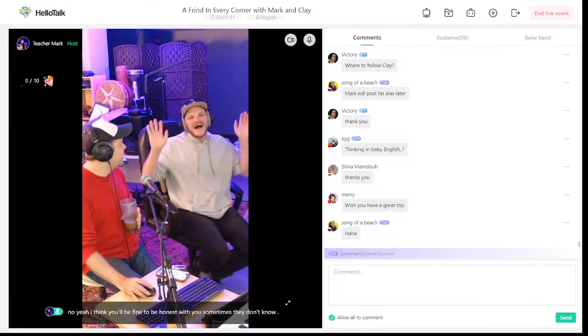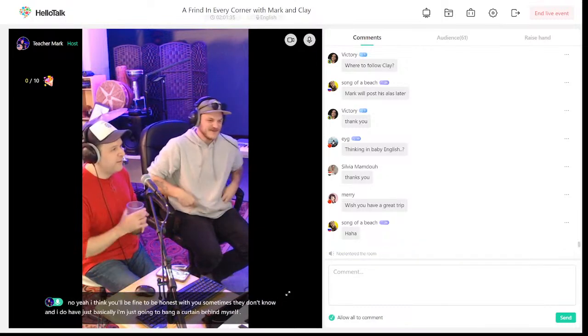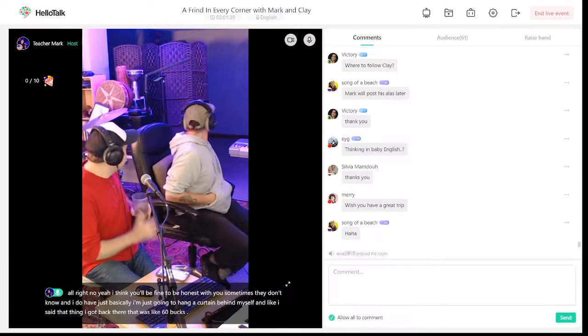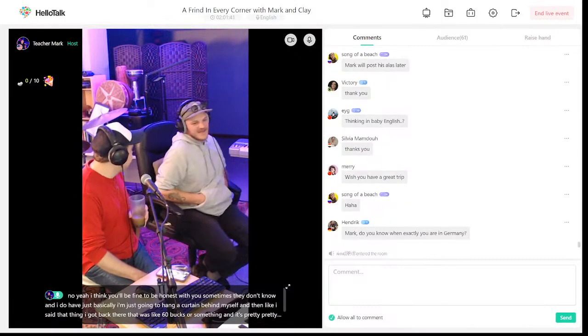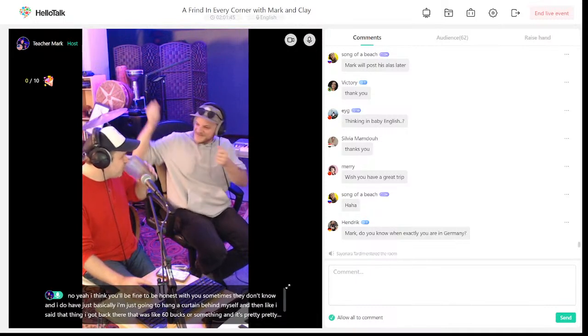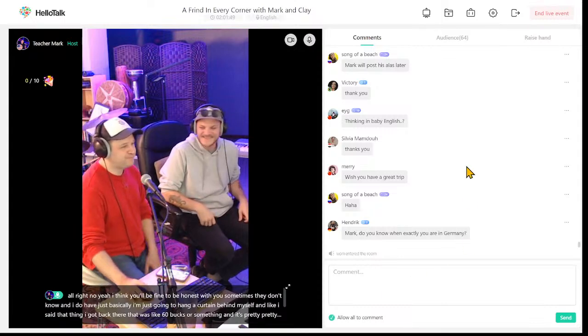Right. And I do have, I'm just going to hang a curtain behind myself. Like I said, that thing I got back there was like $60 or something, and it's pretty decent. I've got a cool aquarium light that can do different stuff. I just pull it off my aquarium. There you go. It's got all the different colors.